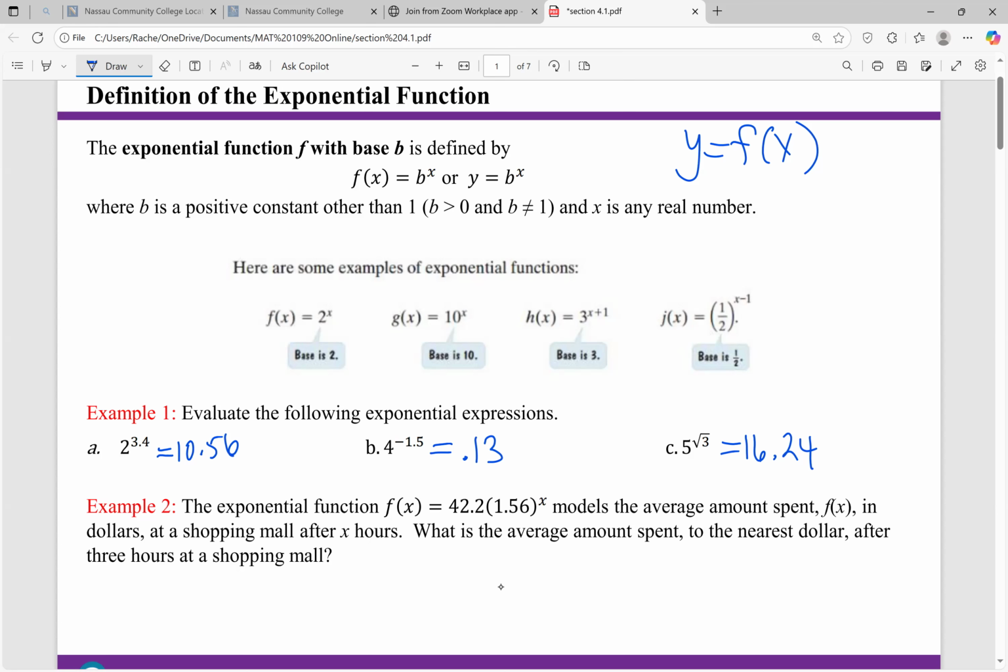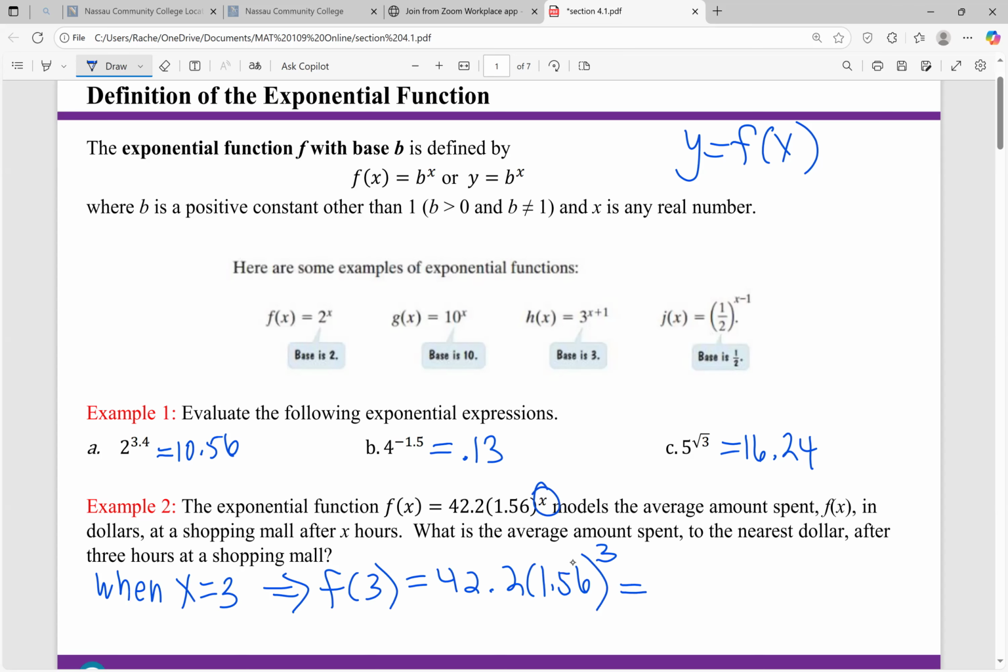So x is the shopping time, right? So basically, when x equals 3, what's the value of the function? So we want to evaluate the function at 3 hours. So we're going to input 3 into the model, right? So we're going to get 42.2 times 1.56, and we're going to replace x with 3. And this we could plug into the calculator as well.